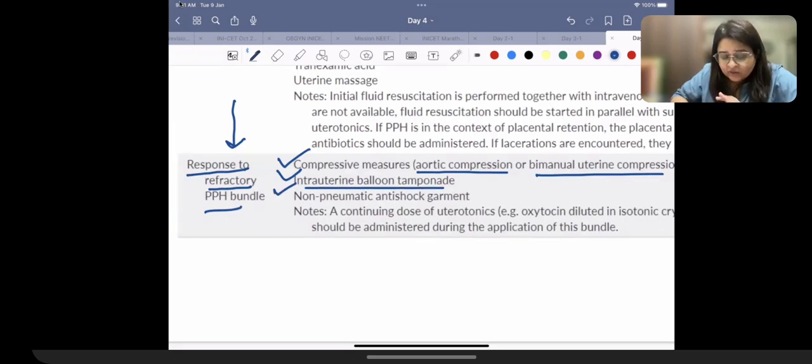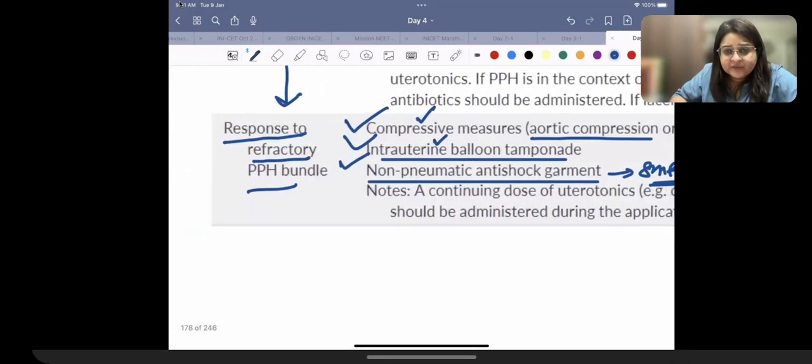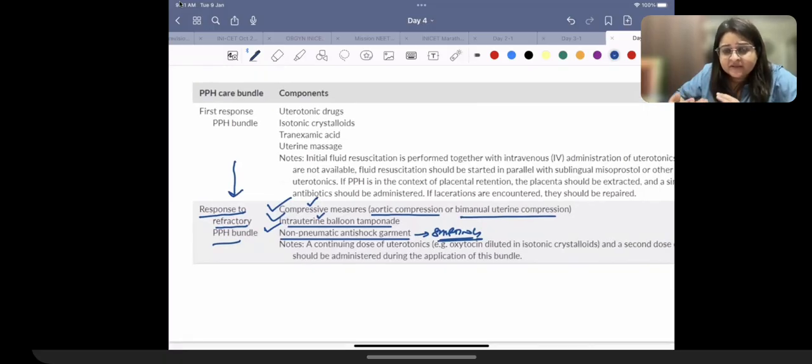And there's something else called a non-pneumatic anti-shock garment. You must have heard of this. So this is basically you wrap the patient in this garment, and this recirculates the blood and prevents the patient from going into shock. This is very useful when you are shifting the patient to a higher center. Okay, so it prevents the patient from going into shock early and reduces the amount of bleeding also. So compressive measures, balloon tamponade and non-pneumatic anti-shock garment are the response to refractory PPH bundle. Of course, at the same time, you are making arrangements so the patient can be shifted to a higher center.